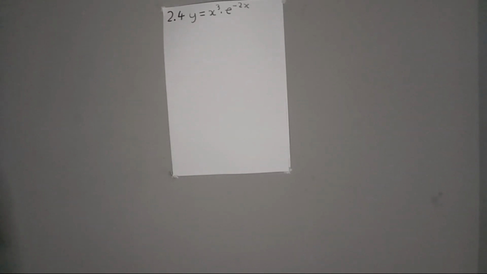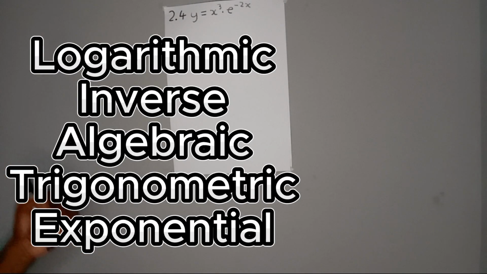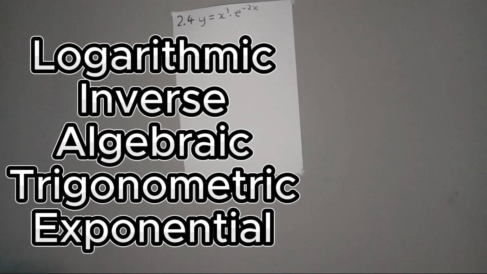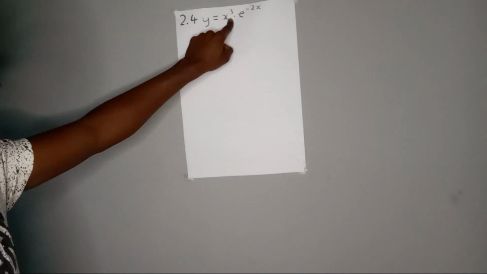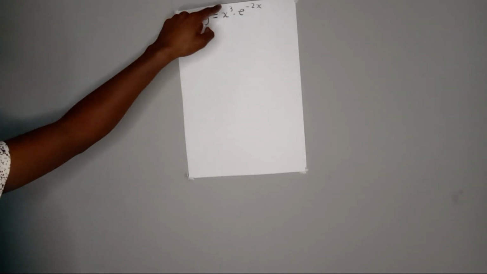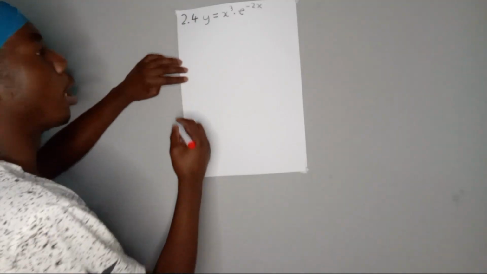I don't know how your lecturer taught you, but when I was in college, my lecturer taught me the LIATE technique. The L stands for logarithmic, the I stands for inverse, the A stands for algebraic, the T stands for trigonometric, and the E stands for exponential. And this is the method he taught me. So the mere fact that we have the x cubed there, that's the algebraic. We're going to differentiate that.